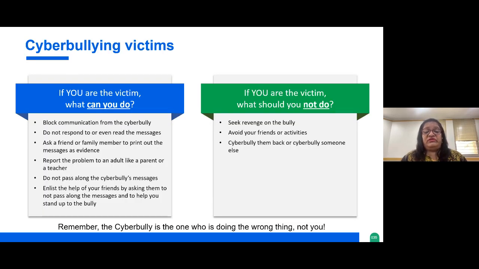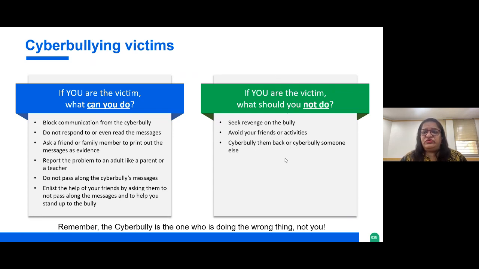So what do you do when you're a cyberbullying victim? And if you are the victim, what can you do? So there are certain situations that you can take into your own hands. If you realize that you're being cyberbullied, then what can you do as a victim? Of course, first of all, block that particular entity on any social media. Or in fact, you could take a social media detox for a few days. Do not ever respond or even read the messages which can bring down your emotional quotient and can affect you mentally. Do not do that.